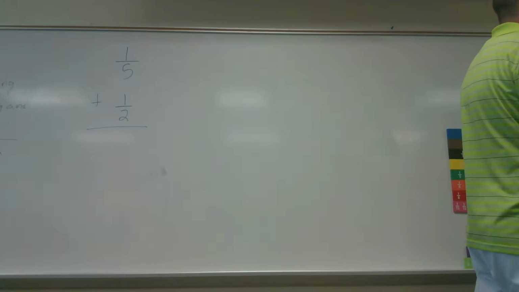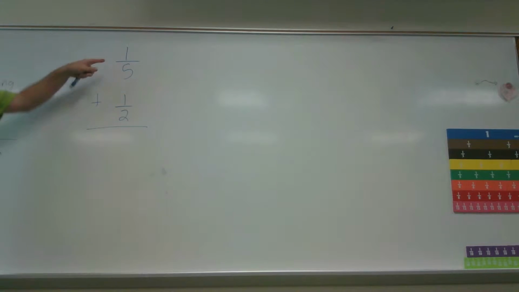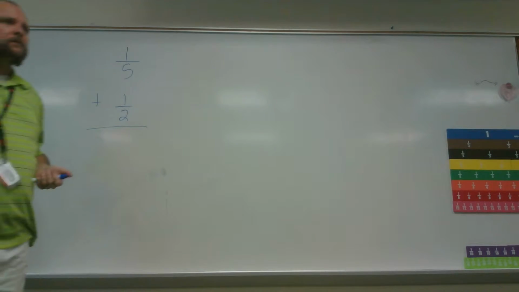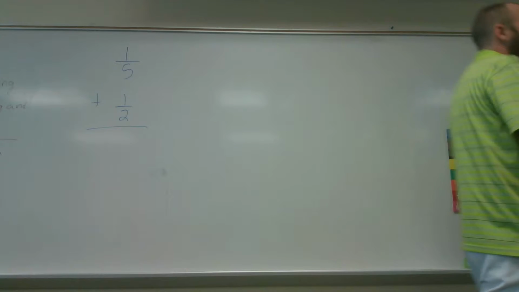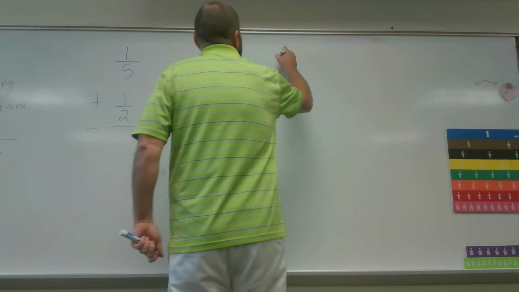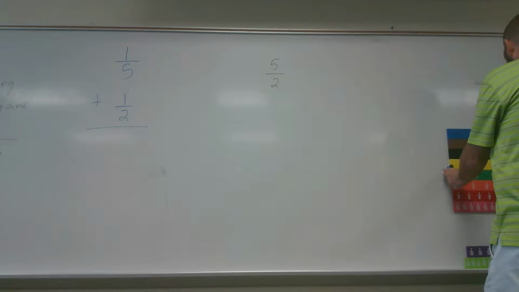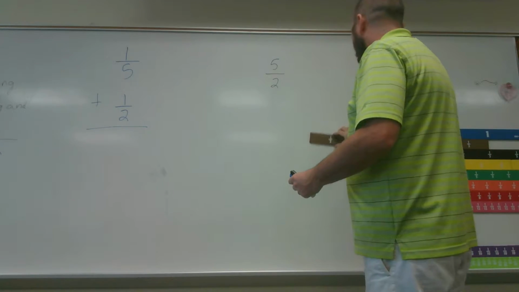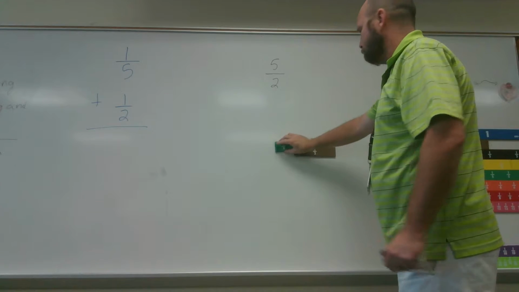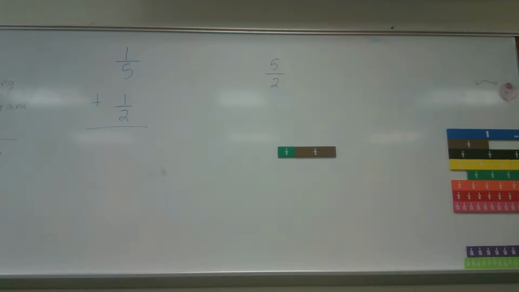To find our common denominator, we're going to take our two denominators. Lizzie, what's the denominator in the fraction 1/5? 5. Lizzie, what's the denominator in the fraction 1/2? 2. Okay? So our denominators are 5 and 2. And what we have is we are adding 1/5 plus 1/2. So we're adding those two pieces together. We have to find a common denominator.